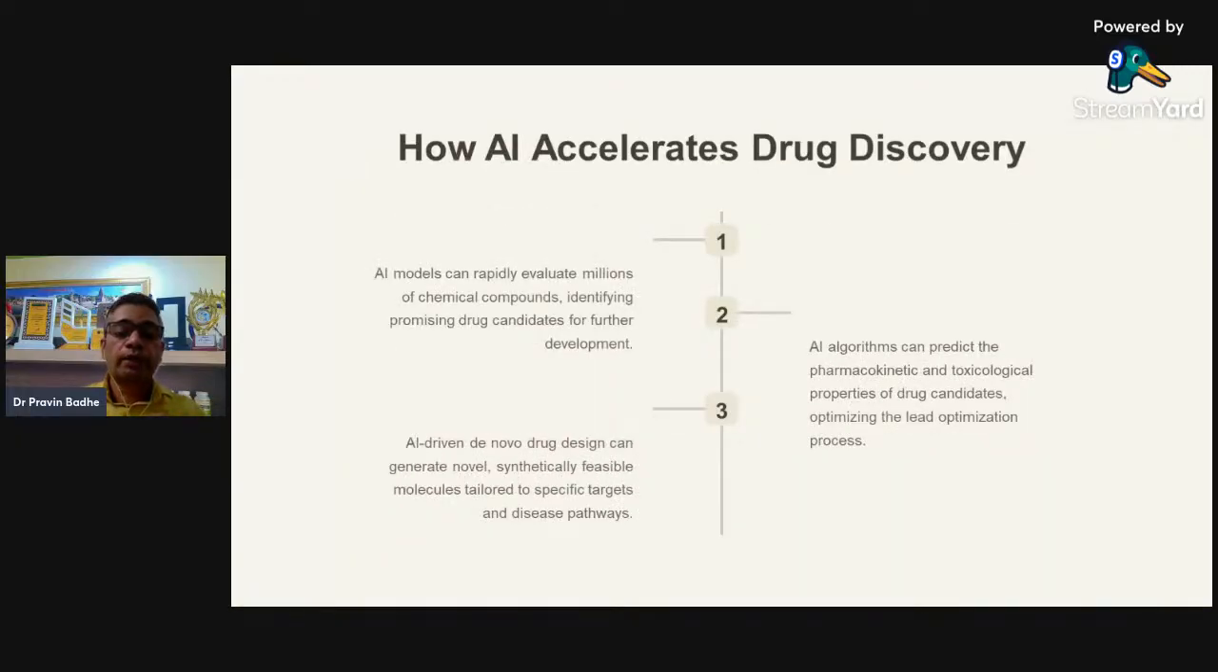So when we look at AI accelerating drug discovery, the first process is virtual screening, which has actually been utilized, where rapid evaluation of millions of compounds can be done. Before going into the wet lab, the molecules were easily screened using virtual screening, and based on the promising drug candidates, it was then easy to go for in vitro work or even for some of the targeted proteins.